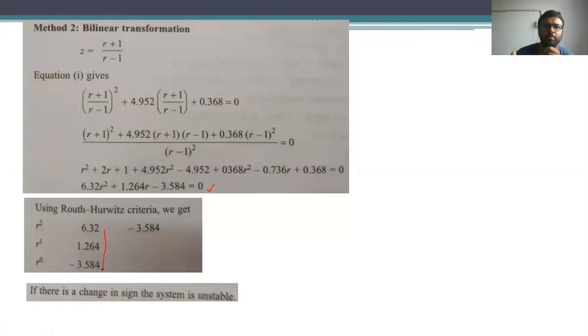And similarly, for the bilinear transformation method also, after tabulating the RH criteria table, the first column does not consist of the same sign. That means in the first column, three values are there, two values have the positive sign and one value has the negative sign. So we can conclude this particular system is an unstable system. So in this way we determine the stability of a system.